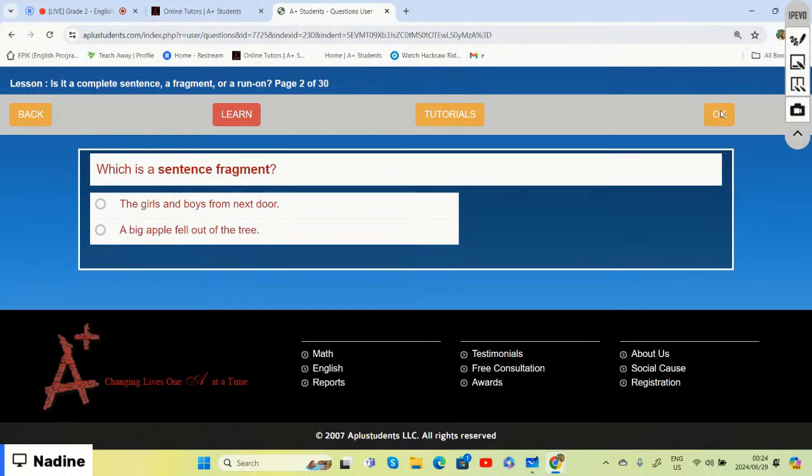We need to say what is a sentence fragment, and remember, the sentence fragment either has a missing subject or a missing verb. Either one of those, we call a sentence fragment. Is it the girls and boys from next door, or a big apple fell out of the tree?